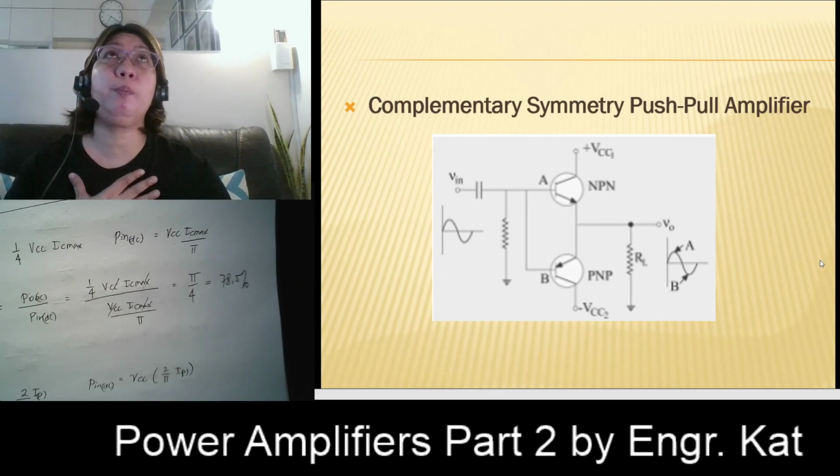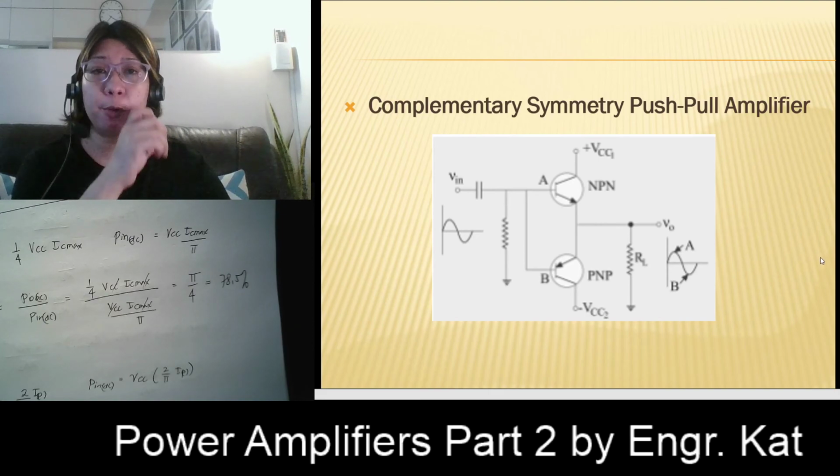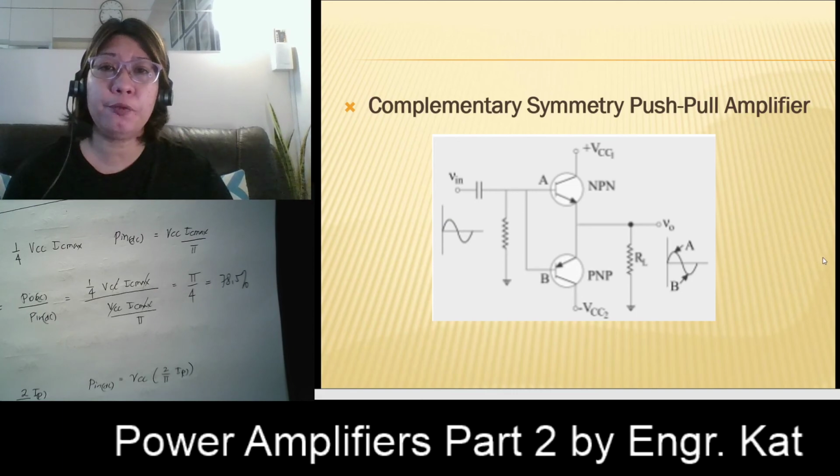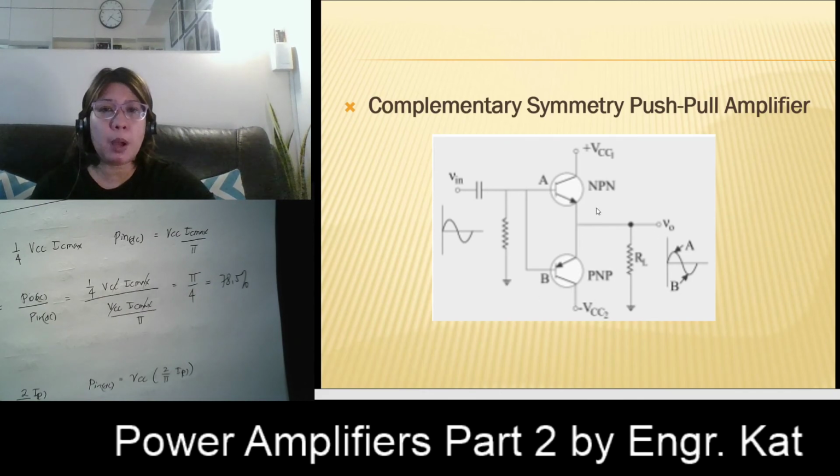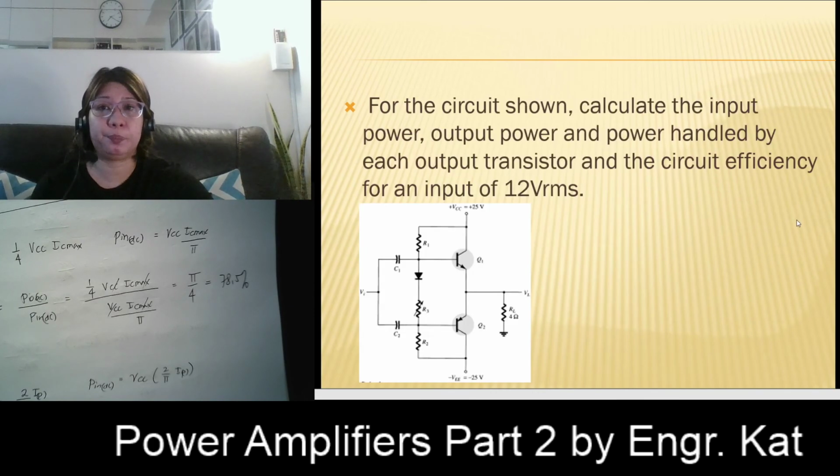Although, if we're going to make use of power amplifier circuits having a higher value of currents, we cannot use those two because those two are small signal amplifiers. So there are also power transistors, NPN and PNP power transistors that are complementary with each other.